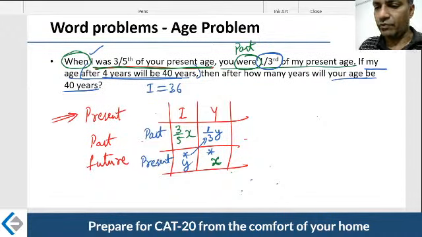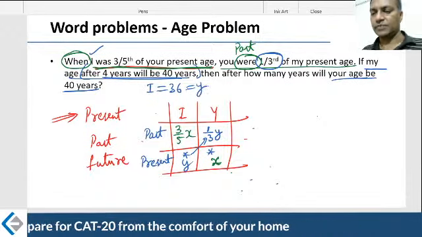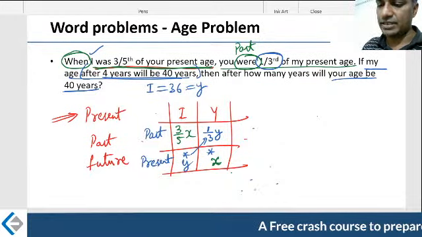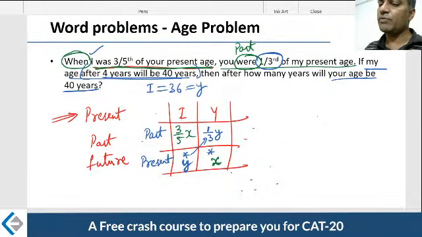Guys, we know the value of Y. We said let the present age be Y years, and we went on to write Y years here, but we know the value of that Y. What is that value of Y? 36. Therefore, I can write it here. This is 36.